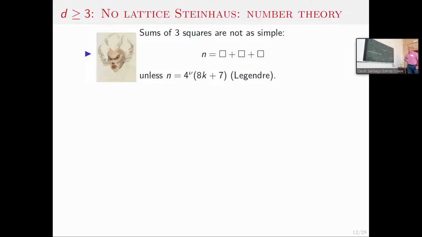How about dimension 3? This guy here is Legendre, who proved the following. In dimension 2, the problem of representation of an integer as the sum of two squares is a really hard problem. People are still working on getting estimates and better estimates. In dimension 3, it's not as nice as in dimension 4, where everything is represented, but we know exactly what happens. Any number is represented as a sum of 3 squares, except for numbers of the form 4 to the nu times something which is 7 mod 8. This is Legendre's theorem.